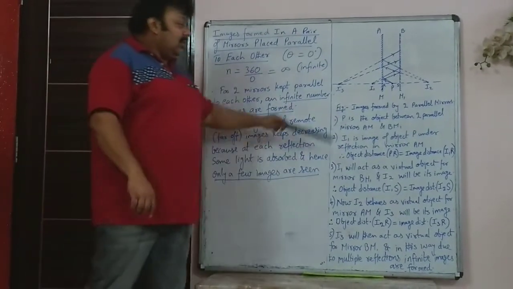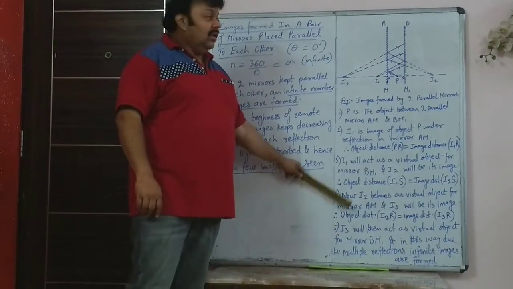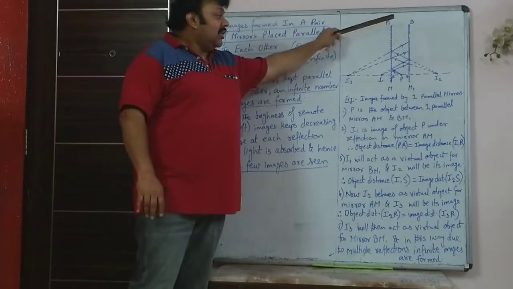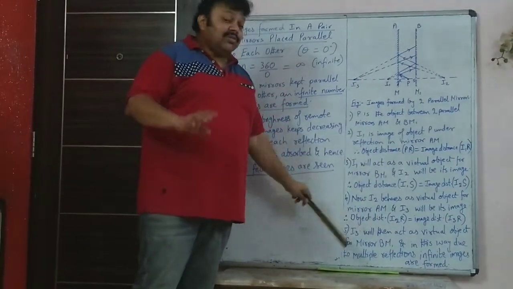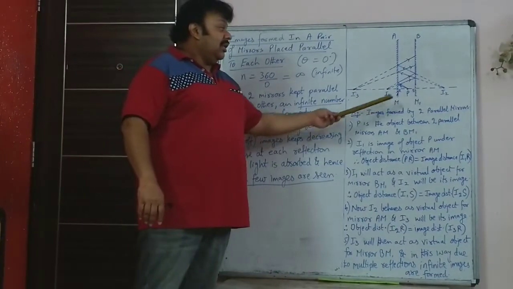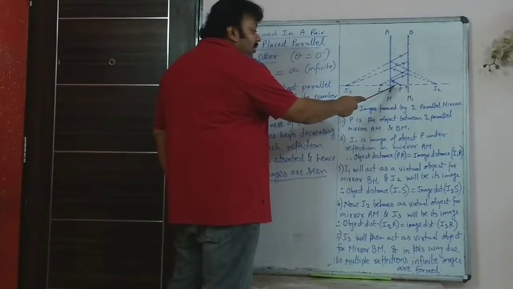So you need not mug up all this. They generally don't ask you the explanation of all this. They ask you to draw the diagram. So the diagram is very important. All this explanation is important for your understanding, so that when you draw the image and object, it has to be measured and drawn. That is R to P.